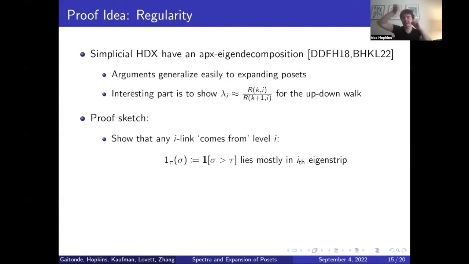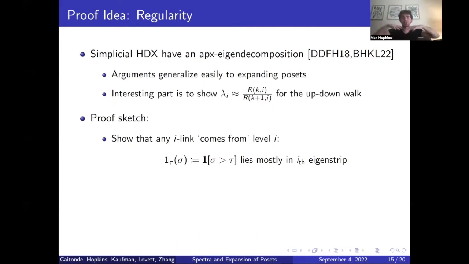It's just all rank K elements that are greater than tau. And we want to prove that this function lies mostly within the ith eigenstrip. I think this is intuitively true. I'm not going to go through how you prove this. Technically, it's a little bit annoying, but intuitively, it should seem reasonable.